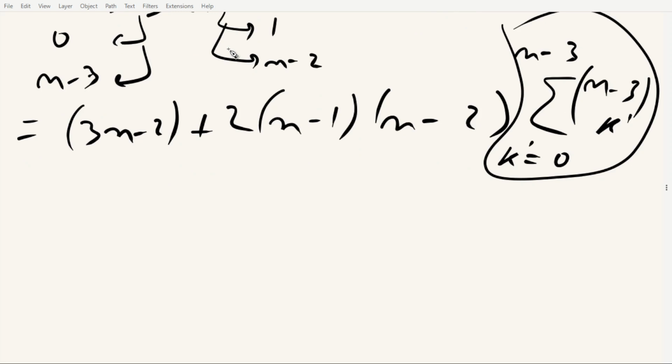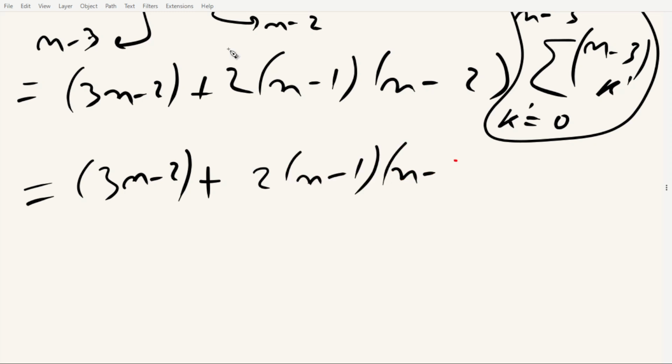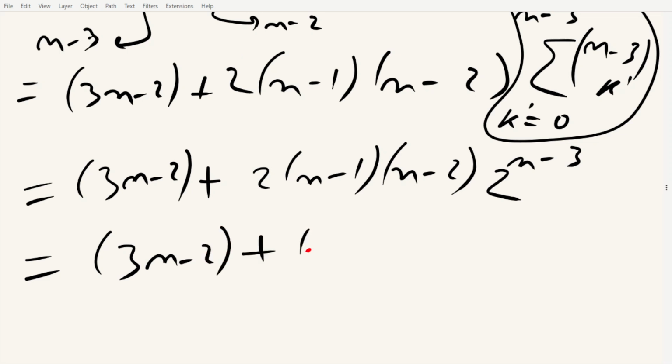So further we simplify this as 3n minus 2 plus (2n minus 1)(n minus 2) 2 to the power n minus 3. So again we are not interested in finding the exact time complexity. Again just simplify this as plus (n minus 1)(n minus 2) 2 to the power n minus 2.